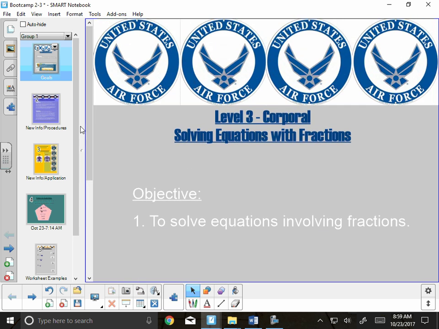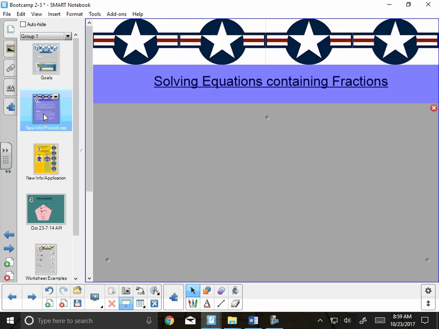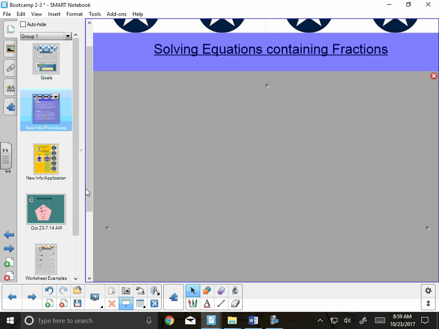For this section, we do not have any new vocabulary words, so you don't have to worry about writing anything down, but we do have new information and procedures. When you're solving equations containing fractions, there are two different procedures that you're going to follow. They're both actually pretty similar. There's just one additional step with the second one. So we're going to go through these, and if you have any questions, make sure you ask in class.